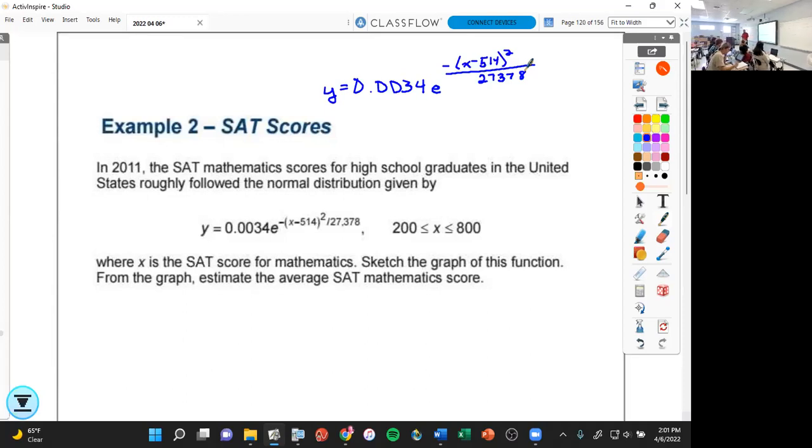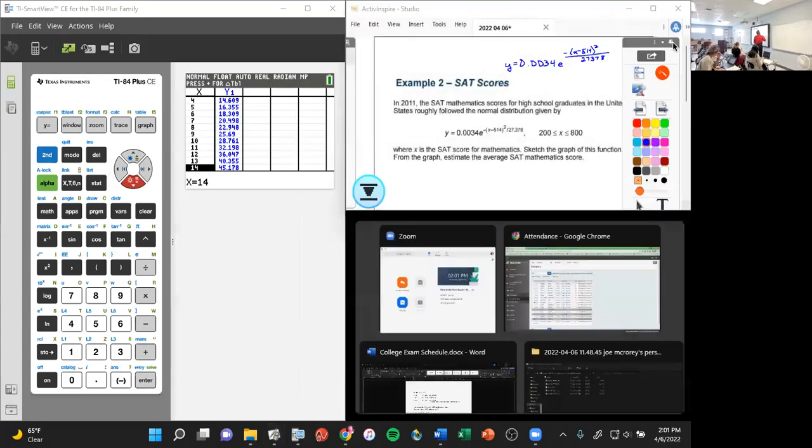X is between 200 and 800. Why? What does 200, 800 represent? Okay, what's the maximum score you can get on math or verbal in the SAT? 800. What's the lowest number you can get? 200. Okay, let's take a look at this graph.